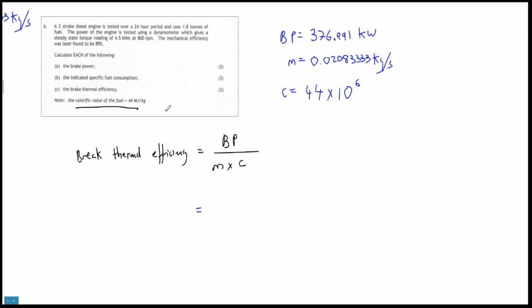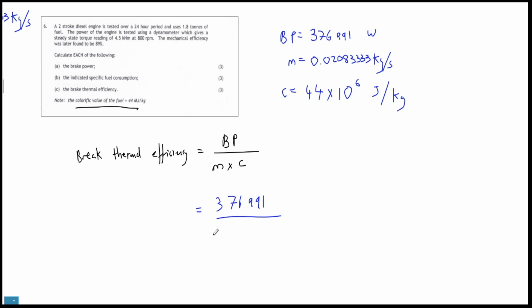Brake thermal efficiency will probably be a percentage, so I have to times it by 100 at the end to turn it into a percentage. Shouldn't be too hard. Let's plug these in. We're going to have the 376.991 kilowatts. Everything else seems to be in standard units, so I should drop that back down into regular watts, divided by kilograms and seconds. This is joules per kilogram.